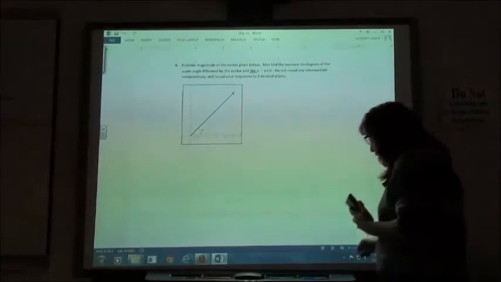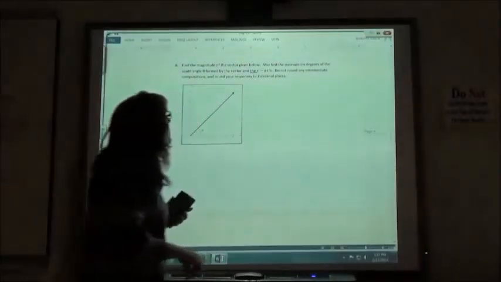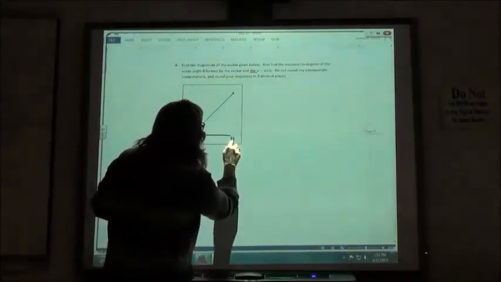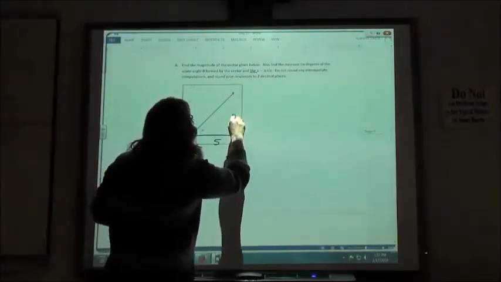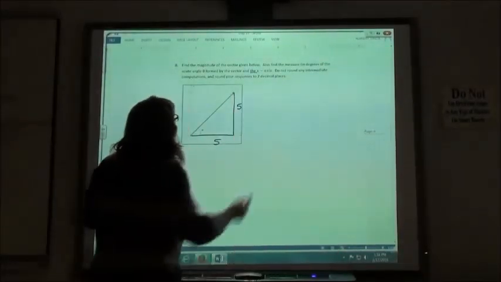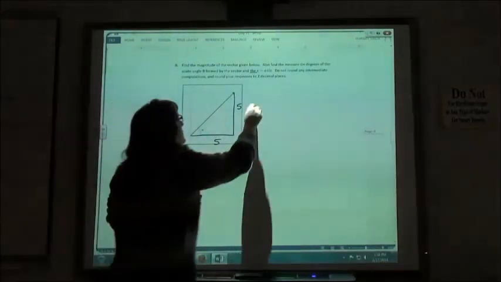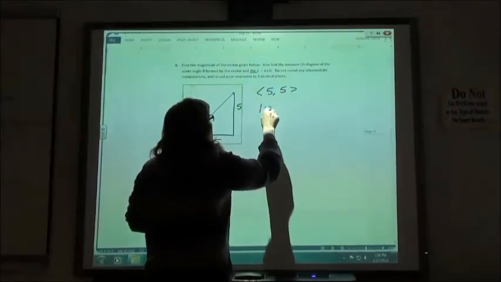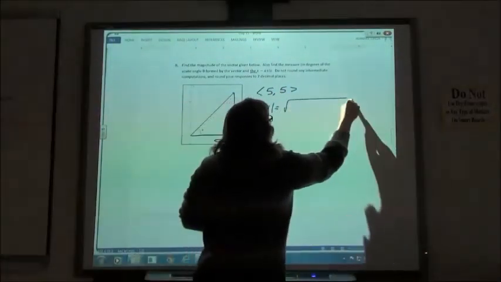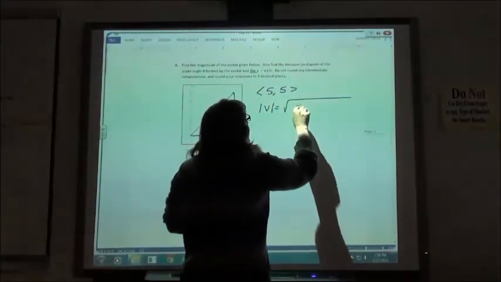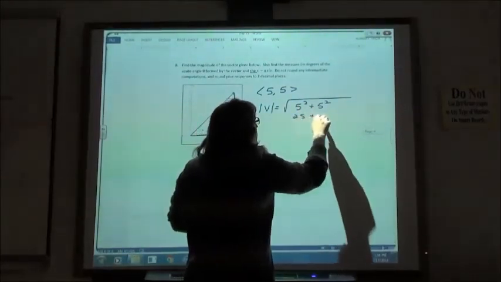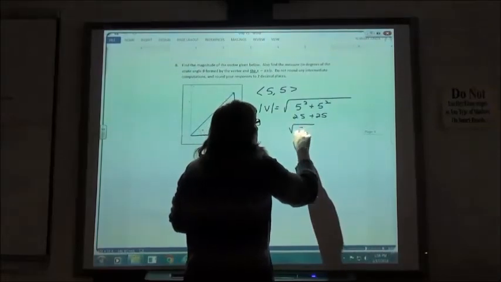So number 8, again, I want to find the magnitude and the direction of my vector. This one here, along my x-axis, I would have 5. Along my y-axis, I also have 5. And so my vector would be 5, 5. The magnitude, I'm going to do the square root of a squared plus b squared. So 5 squared plus 5 squared. 25 plus 25 would give me the square root of 50.